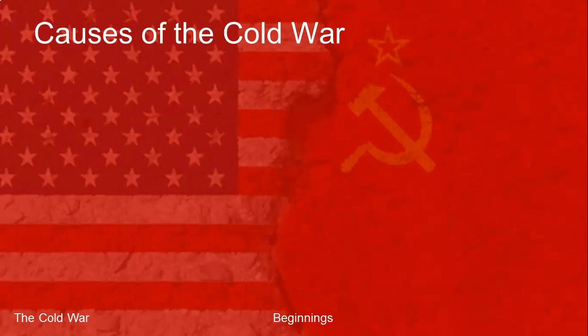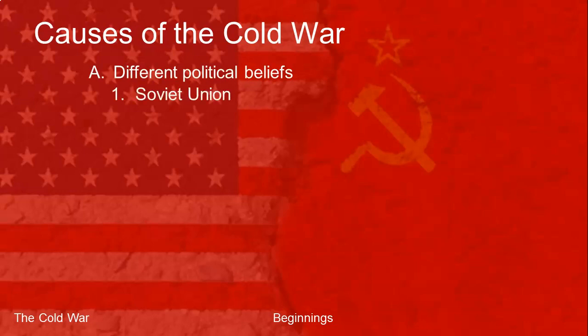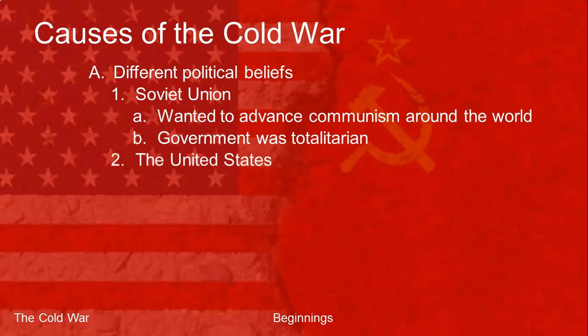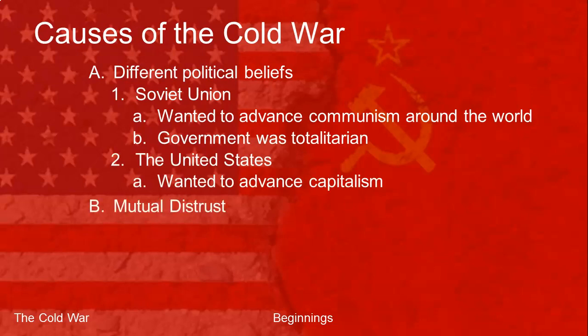So what were the causes? We'll try to run through these quickly because there are a lot of them. First, we have different political beliefs between us and the Soviet Union. To start off with, they wanted to advance the cause of communism around the world, of course. Their government was a totalitarian government, or an authoritarian government. The government had pretty much full control over the economy, the people, everything. Now, of course, in the United States, we wanted to advance capitalism, and our government is more responsive to the people and more willing to allow people their individual freedoms.